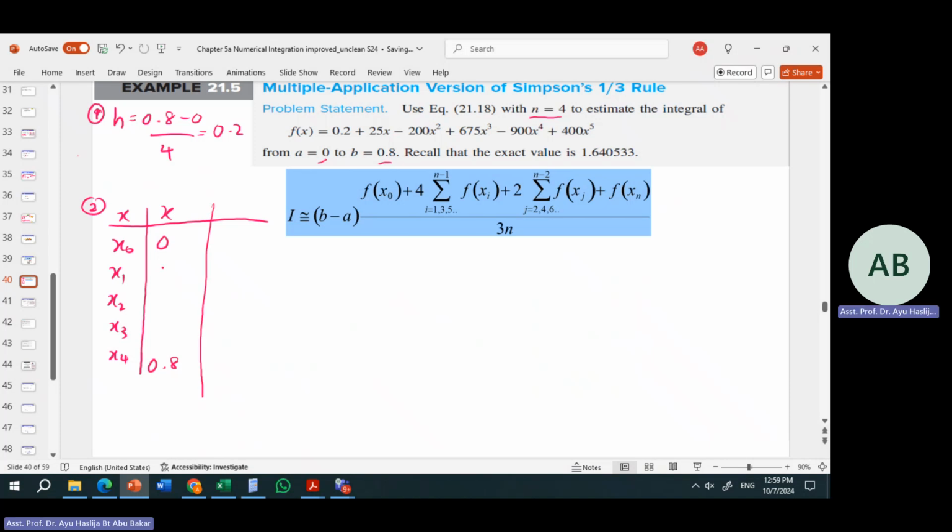Now, what are the intermediate values? x1, correct, 0.2, according to your h. Okay, so add x1 plus h, you will get 0.4, 0.6. Okay, your final point must be 0.8. If let's say x3 plus h is not 0.8, then something is wrong with your data. Then from there, find your f(x) from the given equation. Set the equation in your calculator, then input the values.